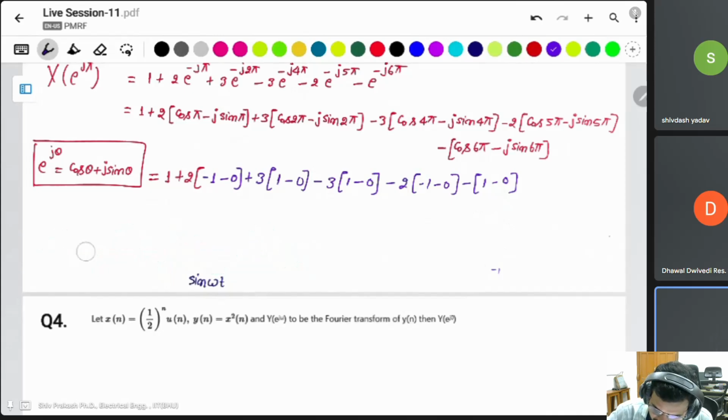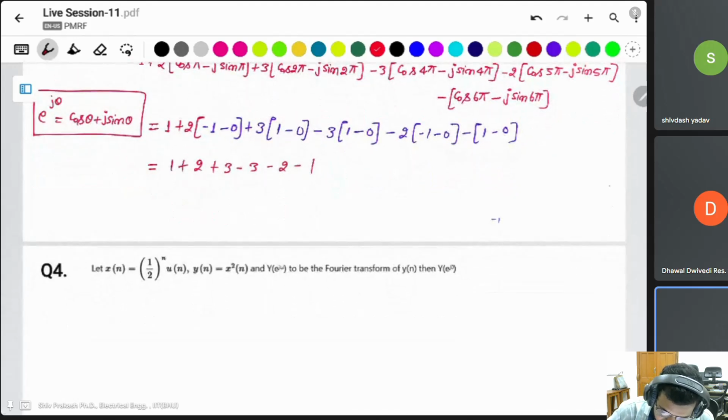I place this one. Remove. 1 minus 2 plus 3 minus 3 minus 2 minus 1, so plus 2. You can say e to the power of j pi is equal to, 3 and 3 cancel out, 2 and 2 cancel out, 1 and 1 cancel out. This will be 0.